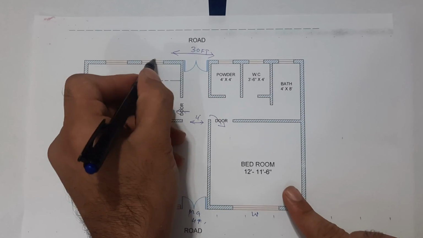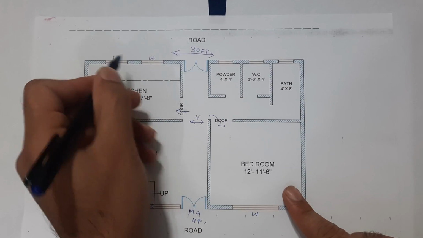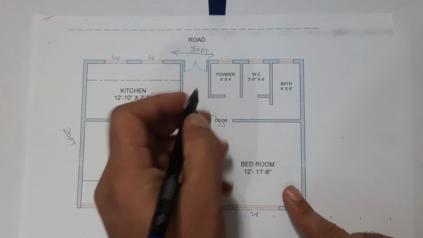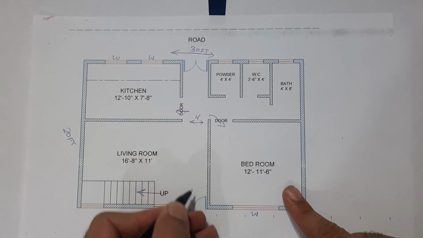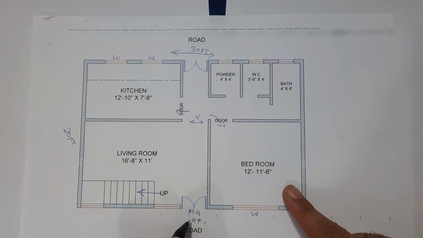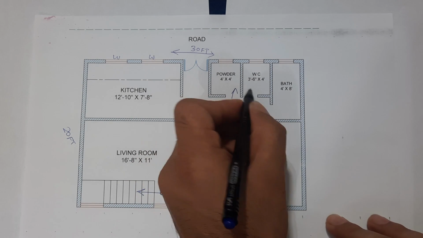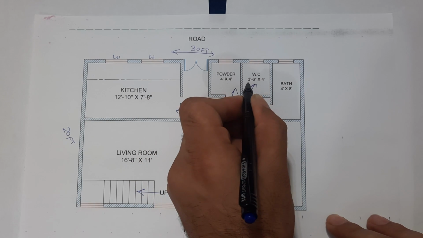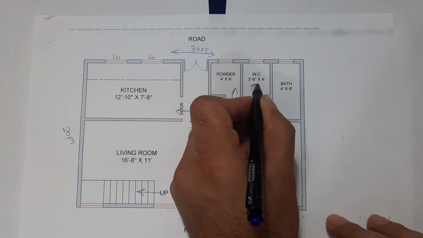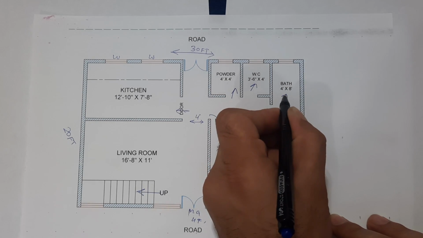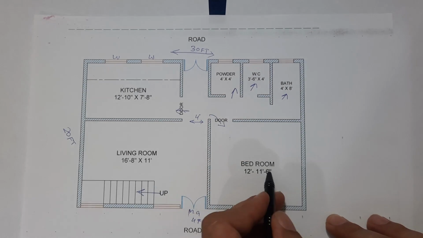Okay guys, you can see these are two windows to this back side because this is open. Guys, you can see we have two accesses. Okay, one from back side, the other one is from front side. Next guys, you can see this is the powder room. Size is 4 by 4 feet. This is water closet. Size is 3 feet and 6 inches by 4 feet. Guys, you can see this is a bath. Size is 4 feet by 8 inches for this bedroom.